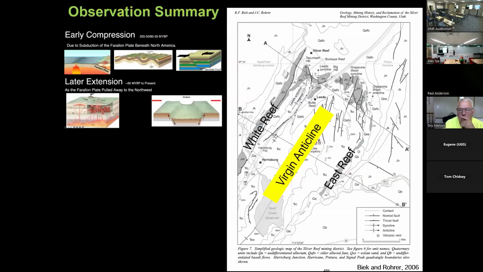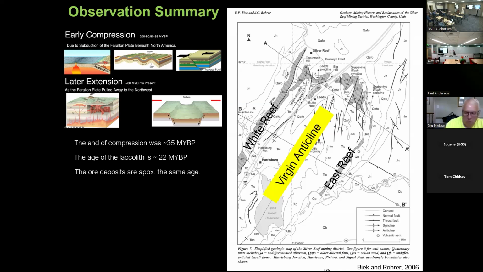So here's epicarlin. So let's take a look at the observations that we see now. And the reason I went over the tectonic history is so that we could get an idea of timing of these deposits. So the end of compression was about 35 million years ago. So the Virgin Anticline had done all it's going to do by the end of about 35 million years ago. The age of the laccolith is 22 million years ago. So the laccolith definitely postdates the age of the Anticline. The ore deposits are probably approximately the same age as the laccolith. The Virgin Anticline predates ore deposition.